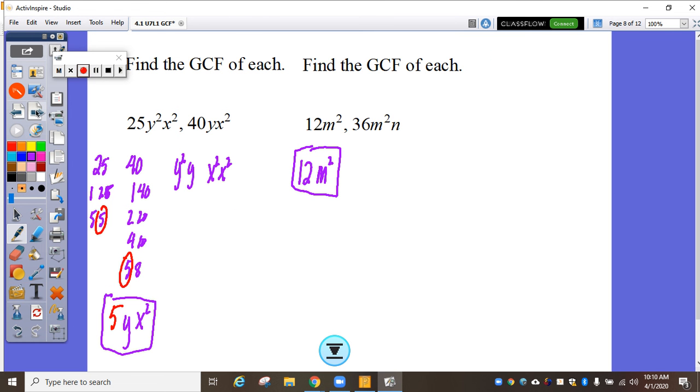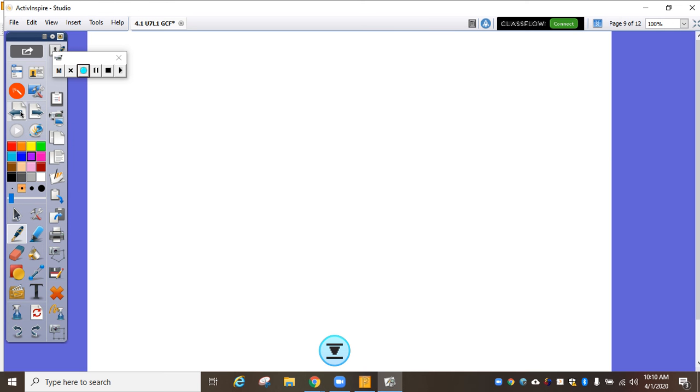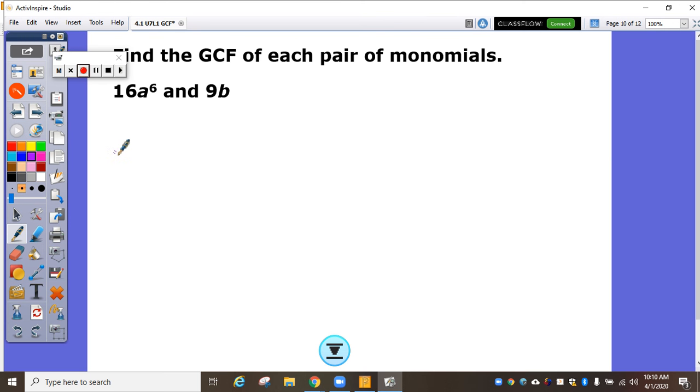All right. Let's look at another example. We have 16a to the 6th and 9. So again, looking at my common factor between 16 and 9, let's look at 16. We have 1 and 16, 2 and 8, 4 and 4. For 9, we have 1 and 9, 3 and 3. What's the largest number that they both have in common? In this case, it is 1. So my common factor between 16 and 9 is going to be 1.